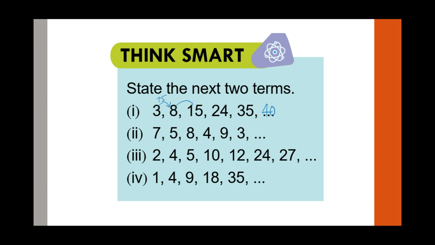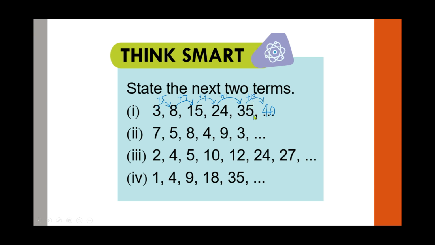3 plus 5 is 8. 8 plus 5, is it 15? No, right? So this is adding how much? 7, isn't it? What about this? Plus 9, right? This one plus 11. So we need to plus how much now? 13 is the correct one. You see, 5, 7, 9. These are all the sequence of the odd numbers. After 9 is 11. After 11 is 13.